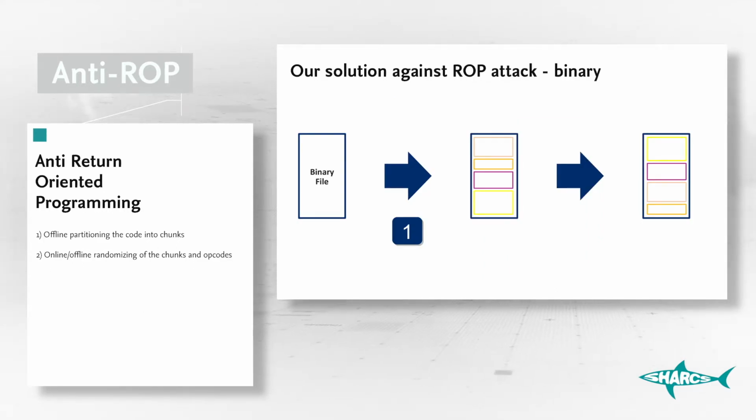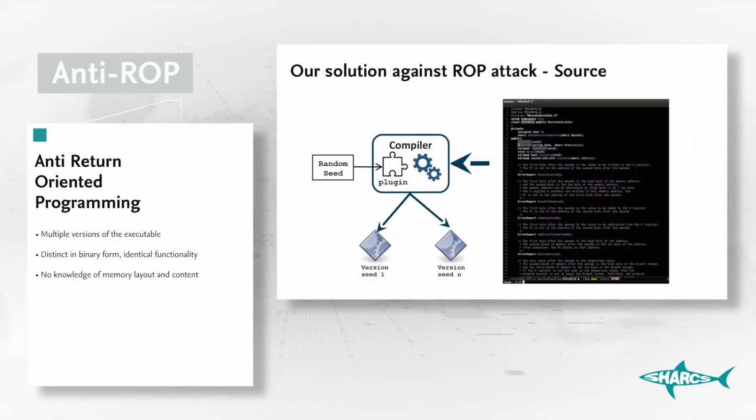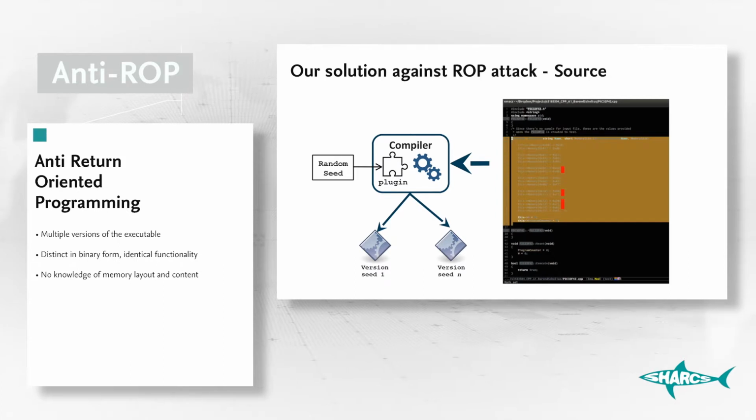For binary files, our solution performs offline analysis of the file and parts the code into chunks. Then we perform online randomization of the chunks and opcodes. This solution has no overhead and there is no need for source code. In addition, this supports legacy code. In addition, we present a solution against ROP attack in case that the source code is available.